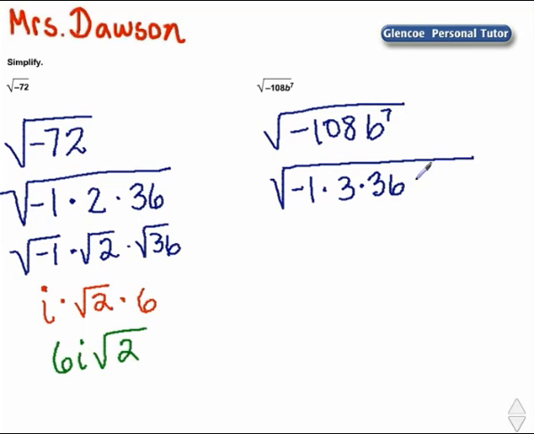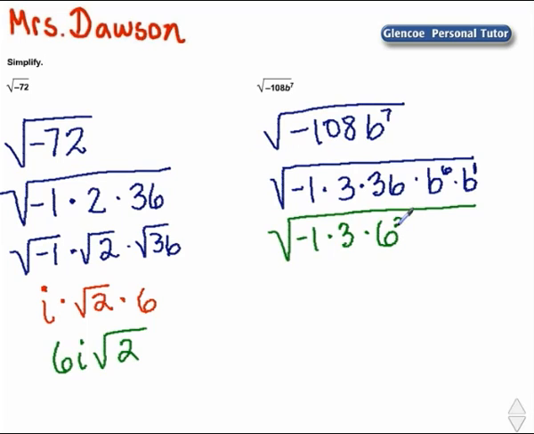b to the 7th is equivalent to b to the 6th times b to the 1st. When we're taking square roots, we want to rewrite the exponents so we have even exponents. Our next step, I'm going to rewrite 36 just so you see it works the same with numbers as it does with variables. 36 is equivalent to 6 squared. Then once again we have b to the 6th times b to the 1st.